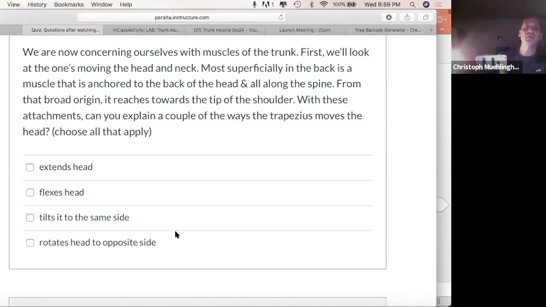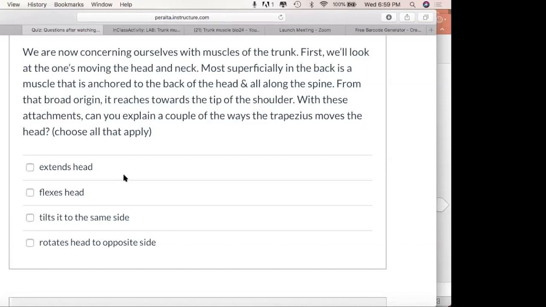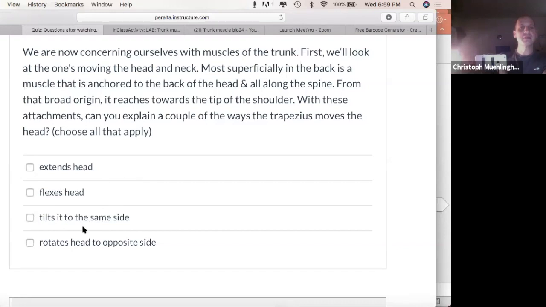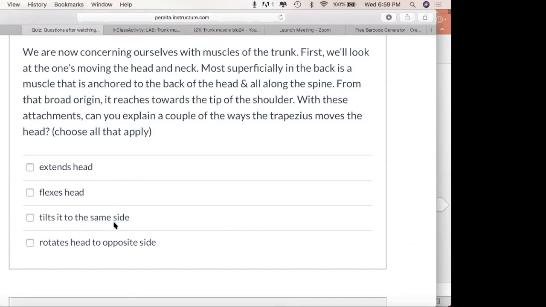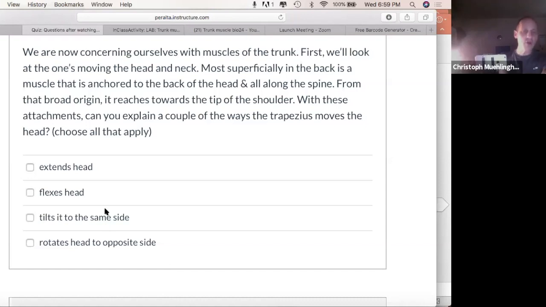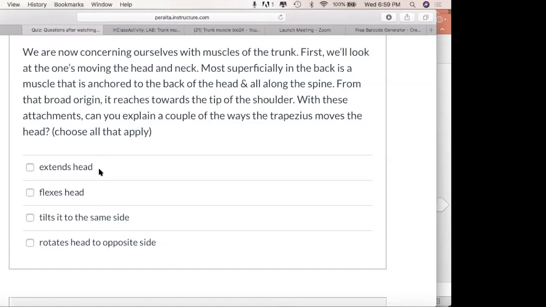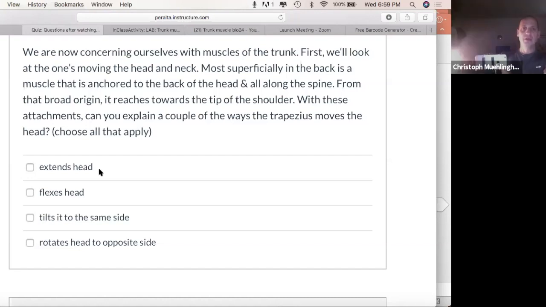A couple of ways, he just moves the head. Oh, look at that. It's getting complicated. Anybody? Tilts to the same side and rotates to the opposite side. Okay, very good. Those two. And then I think it extends the head. It does extend the head.